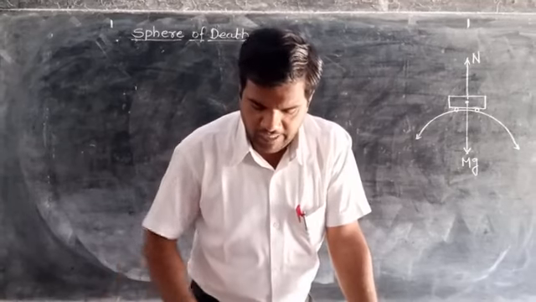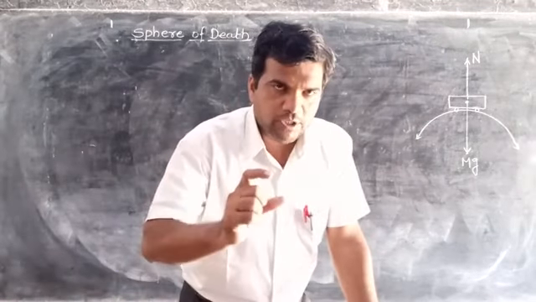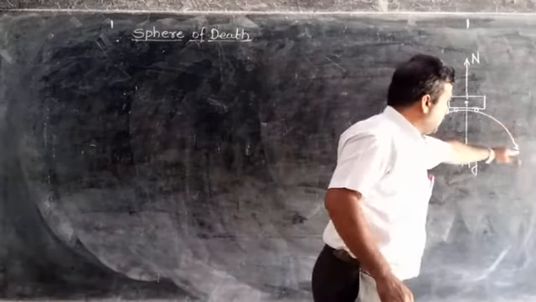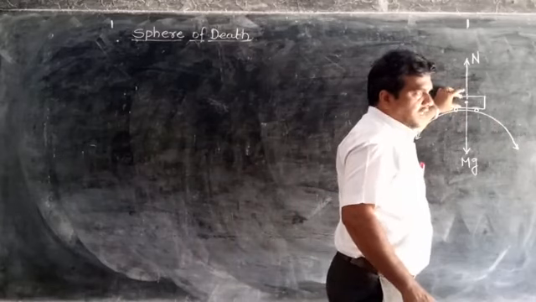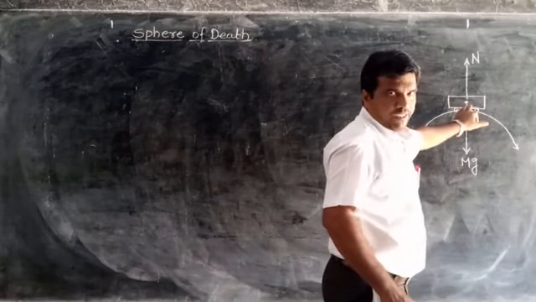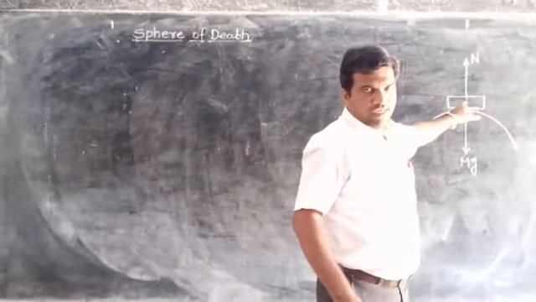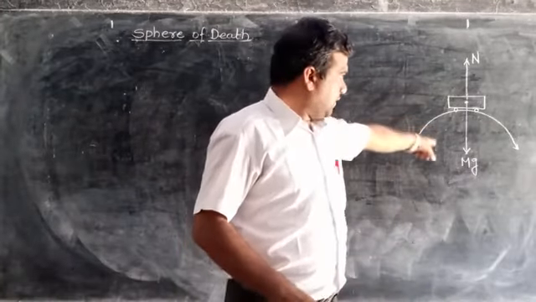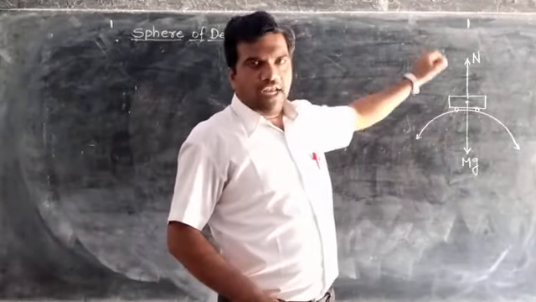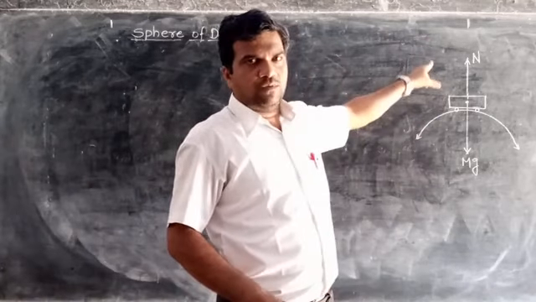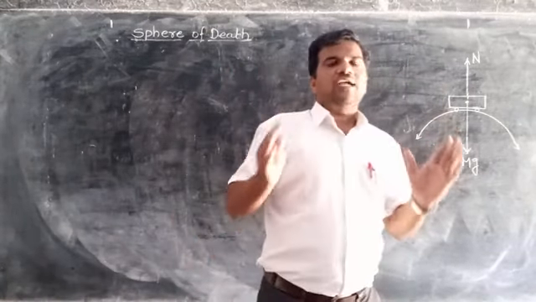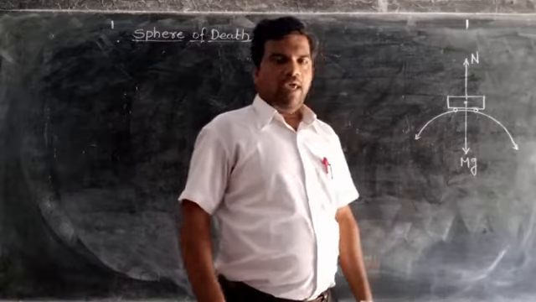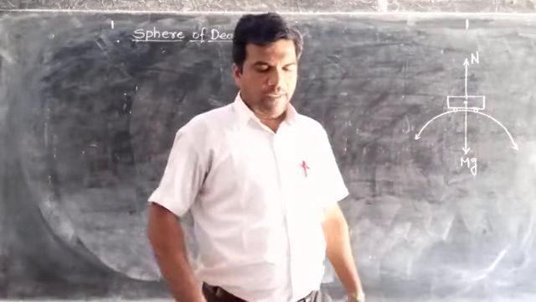Now suppose the vehicle is at the top position of the convex surface. This is a convex bridge, and suppose this is the vehicle at the top of the convex bridge. Let m be the mass of the vehicle. Then the weight of the vehicle is always directed downward, this is mg, and the normal reaction N is always directed upward, and the resultant of these two forces, that is normal reaction and weight mg, exerts the required centripetal force.